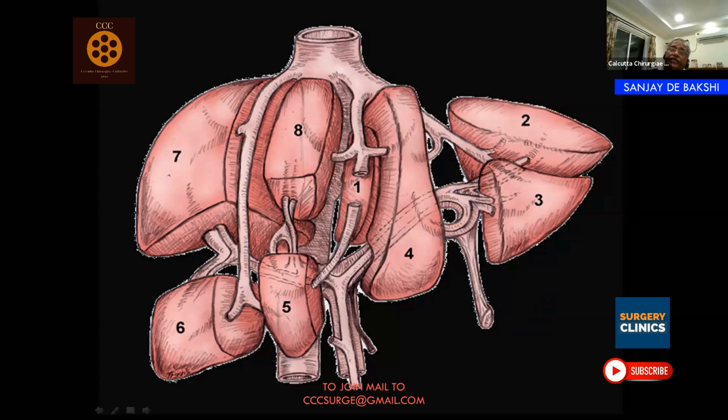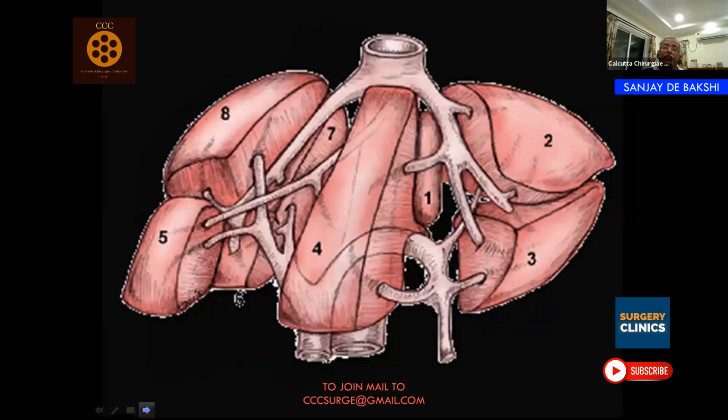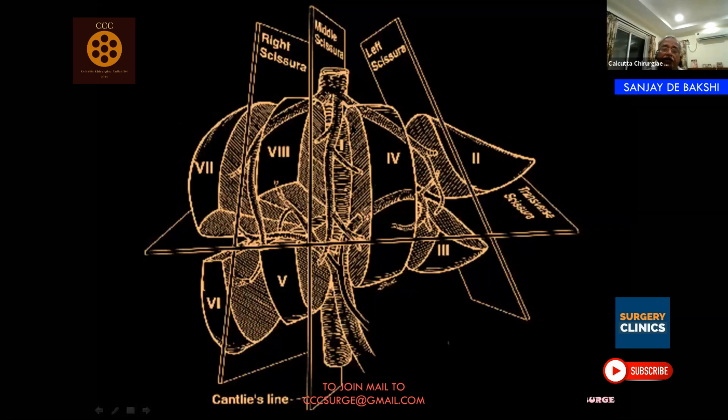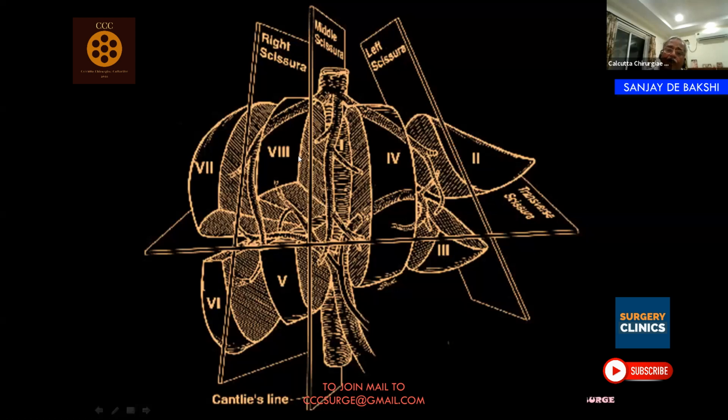So that is the segment as it lies in the body, and these are the planes. This is called Cantlie's line, Sir James's line. That was the middle plane. Everything on the left was a left lobe, everything on the right was a right lobe. But you also had two other planes. You had the right scissura, which separated 4 and 5 from 6 and 7.